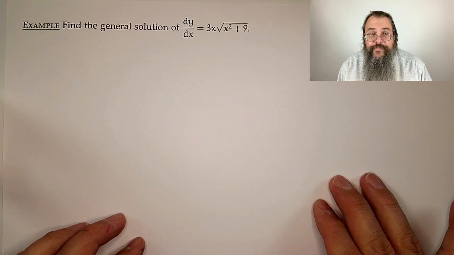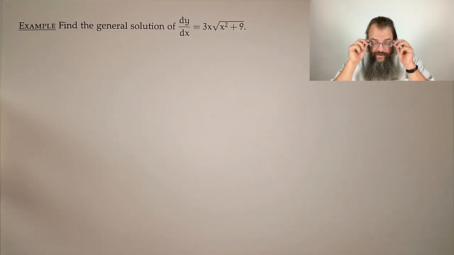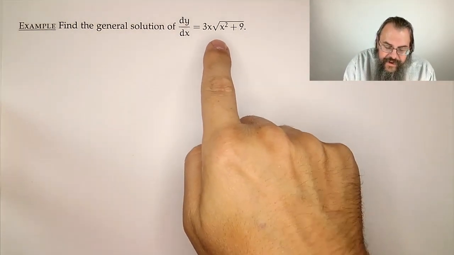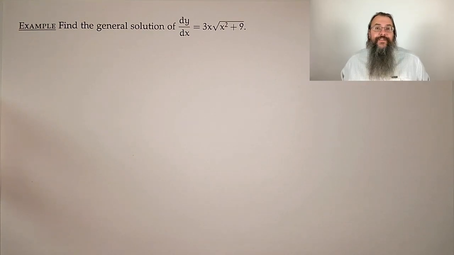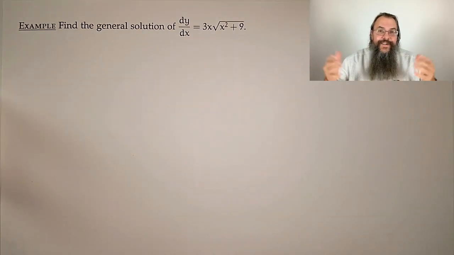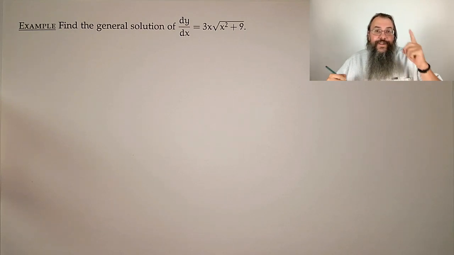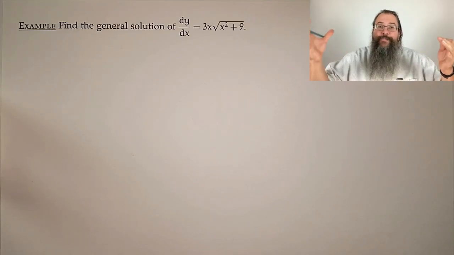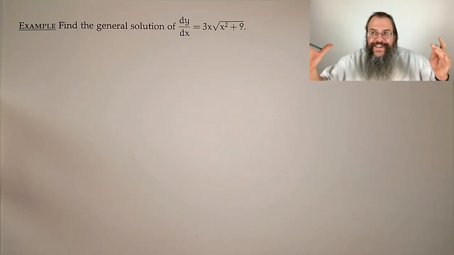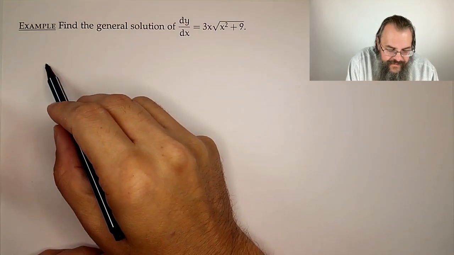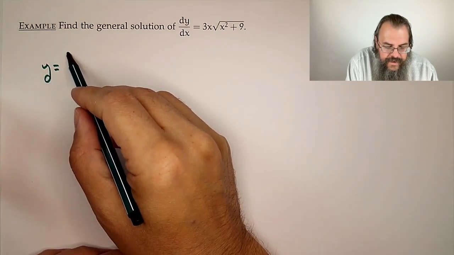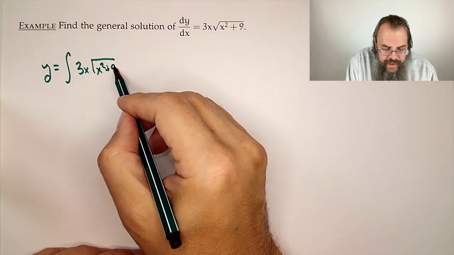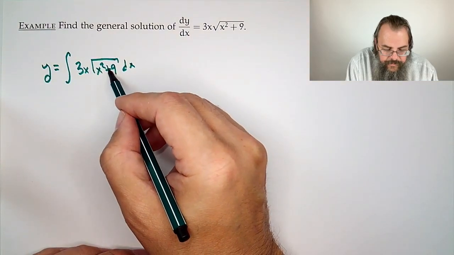Another example. So find the general solution of the derivative of y with respect to x is 3x square root of x squared plus 9. So this is good. We only need to get to the point where it's plus c. We don't need to solve any initial conditions. So there's really just one step, right? So you say, hey, y prime equals a function of x. Life is good. So we can say, look, our solution is you integrate 3x square root x squared plus 9. And that's what we need to do.